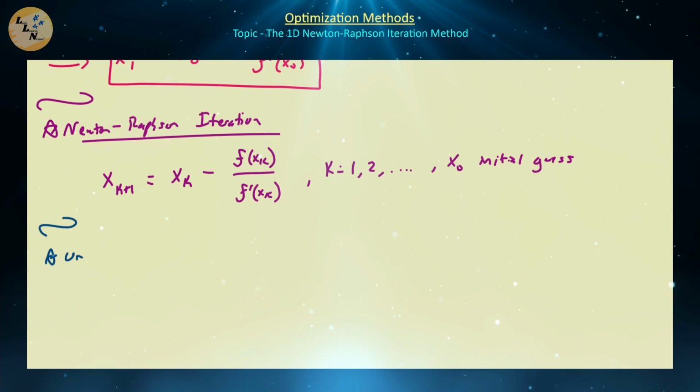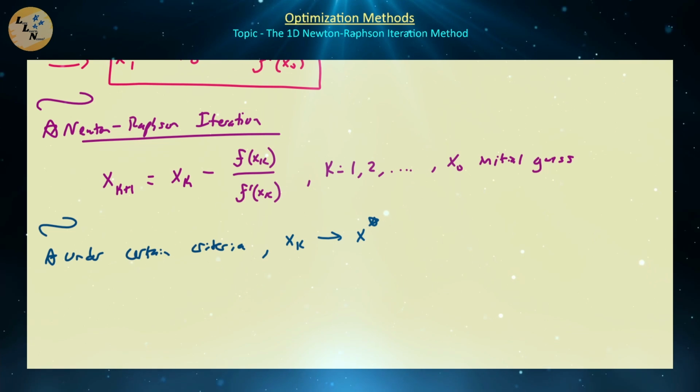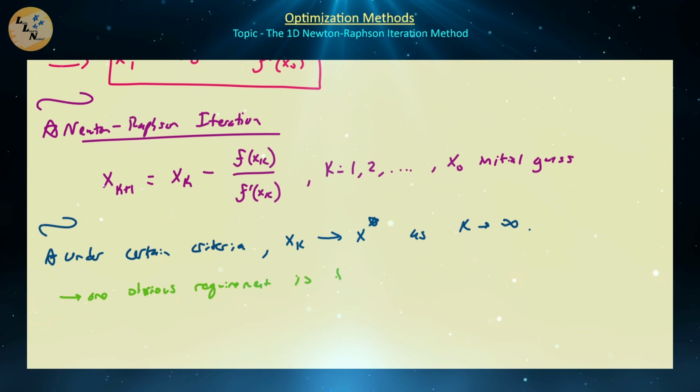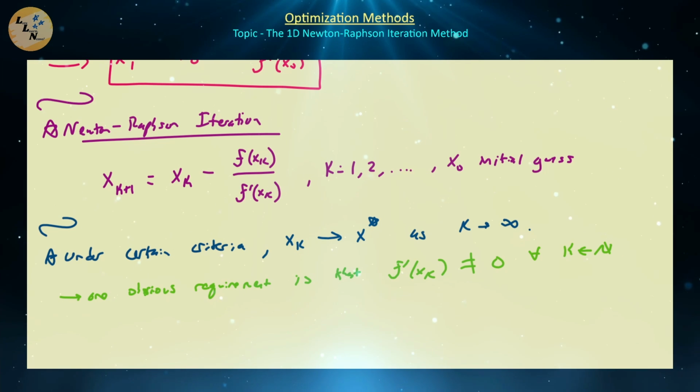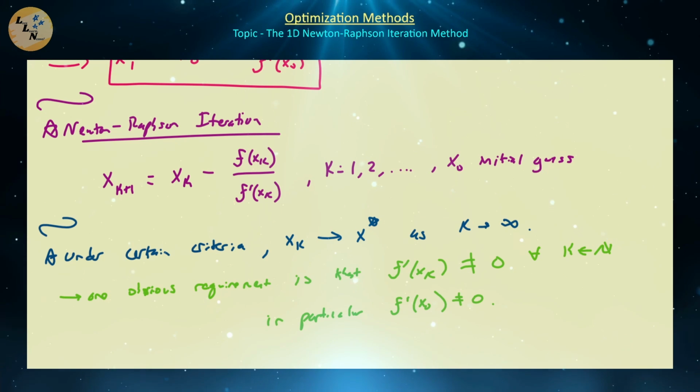So let's just state that vaguely. So under certain criteria, which we won't get into, that's more of a theoretical discussion that I don't want to discuss at the moment, one can show that xk does converge to a 0 point as k tends to infinity, right? And of course, one obvious requirement is that f prime of xk cannot be equal to 0 for all k in the natural numbers. In particular, f prime of x0 cannot be equal to 0. So yes, you can technically choose any initial guess. It might not converge, but one requirement of that initial guess is the derivative of f at that point cannot be equal to 0, else you can't use our Newton-Raphson method anyway.